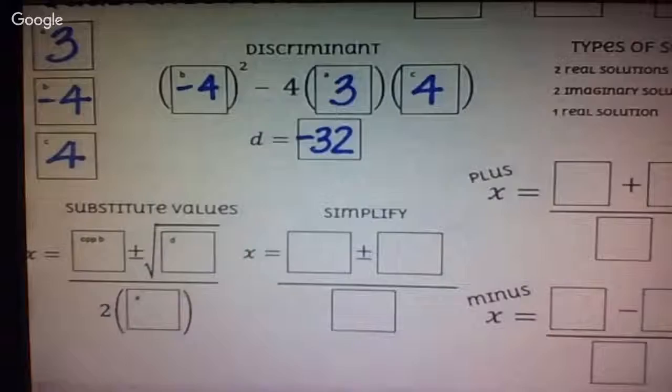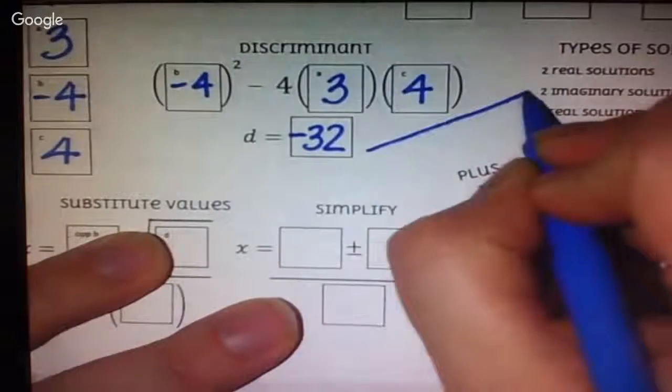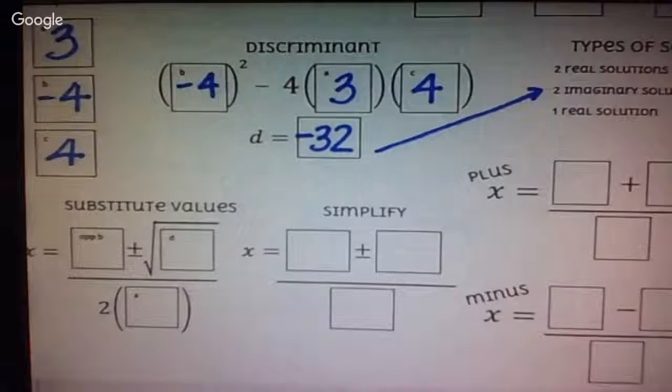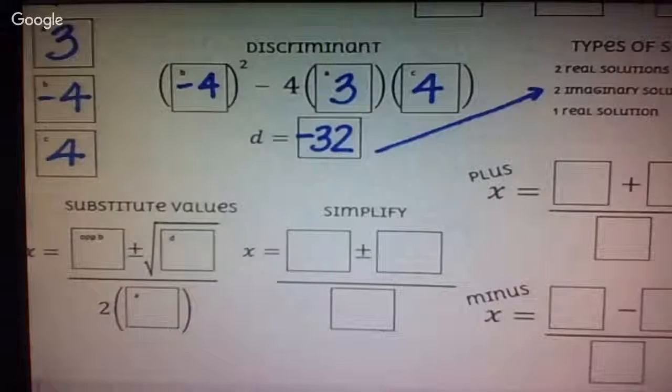No real solutions. Imaginary solutions, which is 2 imaginary solutions. If they're not real, they're imaginary. That kind of confused me. Why would you say that? But are they? Yes, because now we're going to have, I'm bringing I.